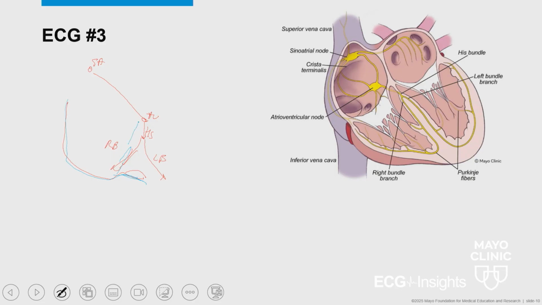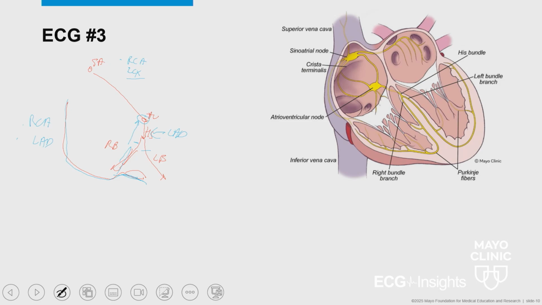Now the AV node is supplied by the right coronary artery. The SA node is supplied by the right coronary artery and in small circumstances also from a branch from the left circumflex artery. AV node also has a dual blood supply. The proximal half of the AV node is supplied by the right coronary artery, and in some instances the distal half is supplied by the left anterior descending artery. The bundle of His is exclusively supplied by left anterior descending artery, the septal branches.